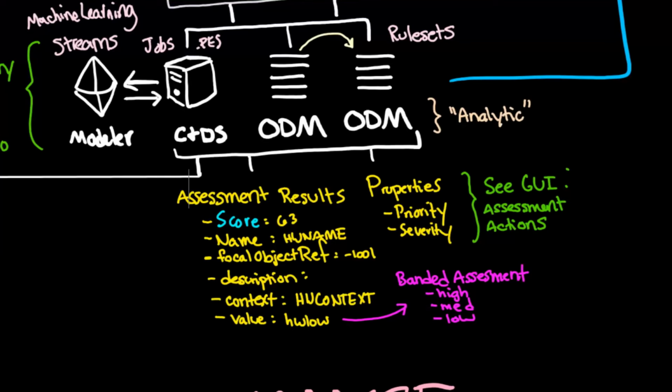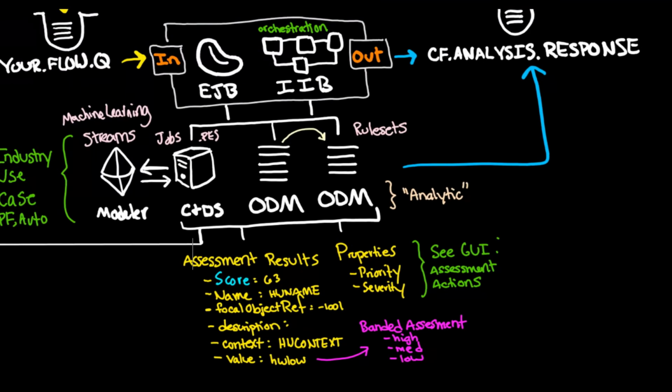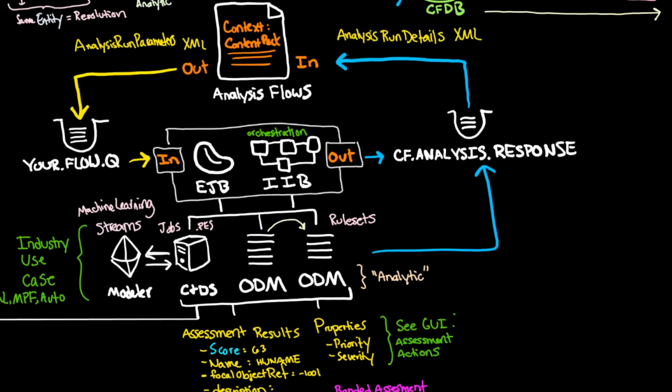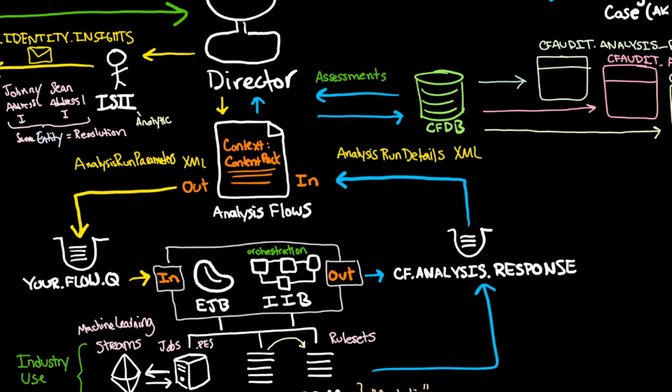You also have something called properties, and in the properties you may have a priority and a severity, for example, and those are shown to you through the GUI through what's called assessment actions. Now, once all of that has been processed, we're now in the assessment results. There'll be another message that gets put onto, in this case, the CF.ANALYSIS.RESPONSE queue, and that message will make its way back into the director's analysis flow in a message called the analysis run details, and that is also XML.